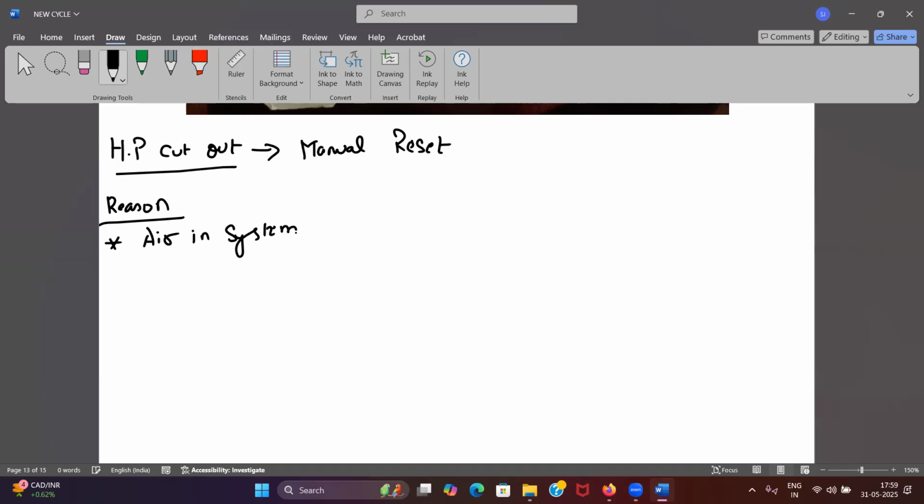If air will be there in the system, I told you the temperature will be more, pressure will be more, right? And it will not be able to condense. It will not condense, so temperature and pressure will be more, and mostly if the pressure is more, then it will lead to high pressure cutout. Agreed? Okay.